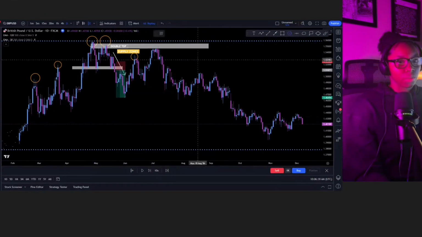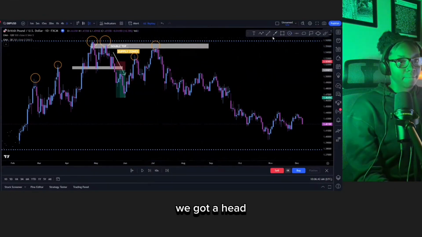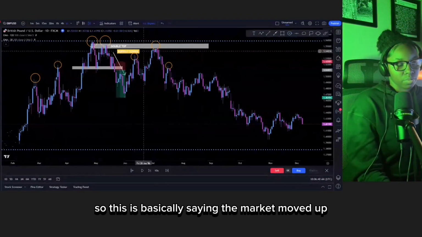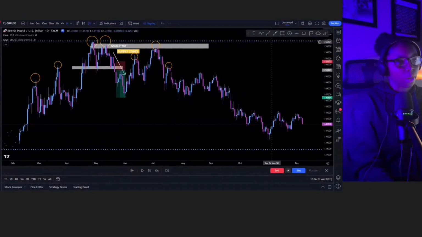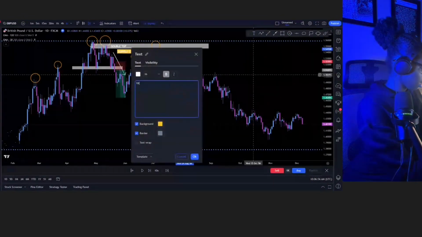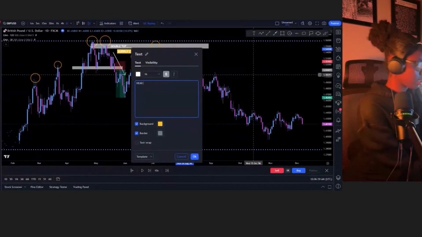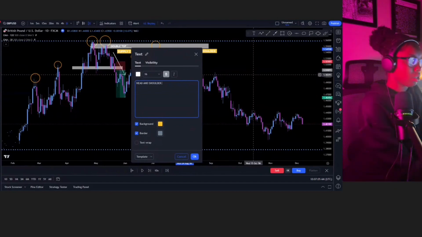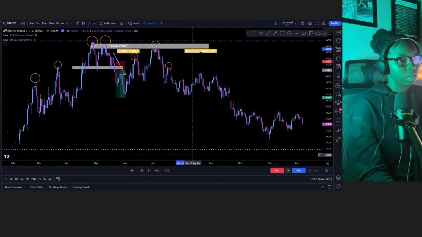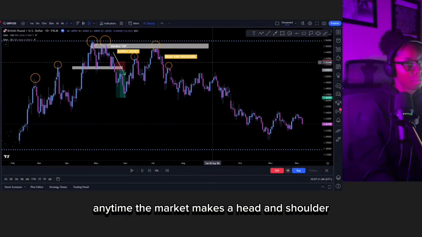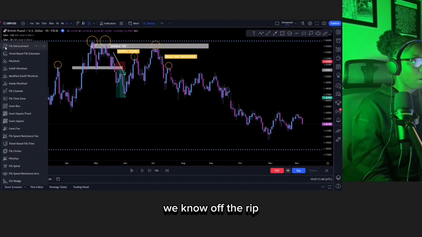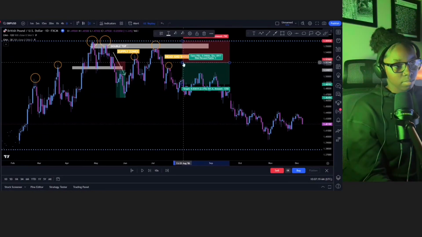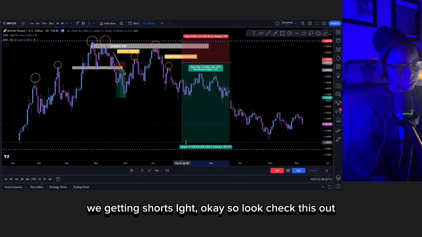Another way, something else I see. Boom, we got a shoulder, we got a head, and we got a shoulder. So this is basically saying the market moved up, moved higher, moved lower. Anytime the market makes a head and shoulder, we know off the rip we getting short.